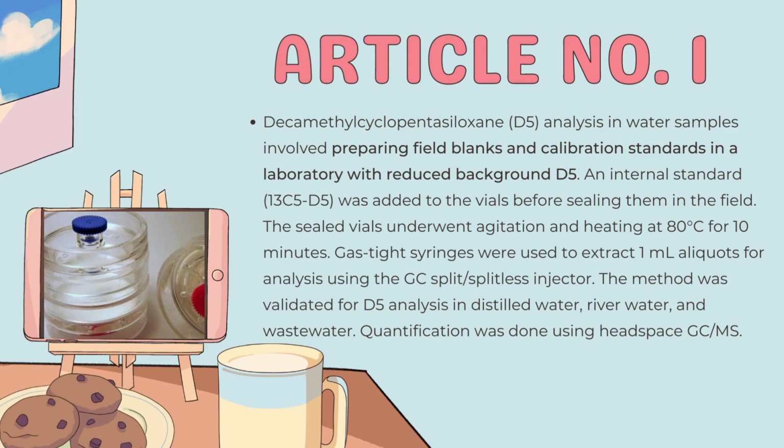Let's jump to article number 1. D5 analysis in water samples involves preparing field blanks and calibration standards in a laboratory with reduced background D5. An internal standard, 13C5-D5, was added to the vials before sealing them in the field. The sealed vials underwent agitation and heating at 80 degrees Celsius for 10 minutes. Gas-tight syringes were used to extract 1 ml aliquots for analysis using the GC split or splitless injector.